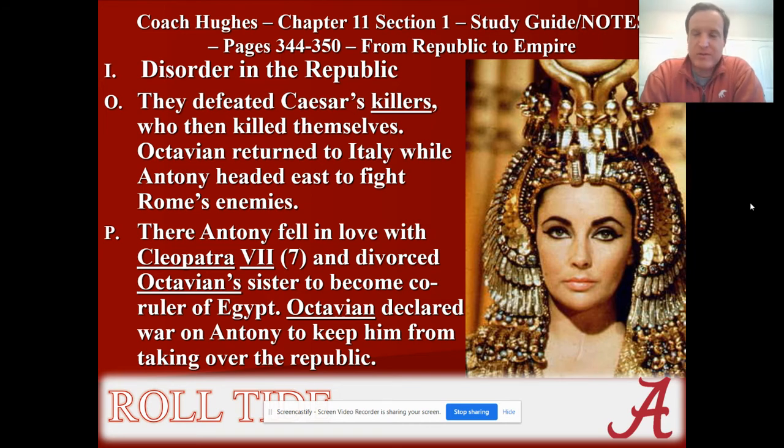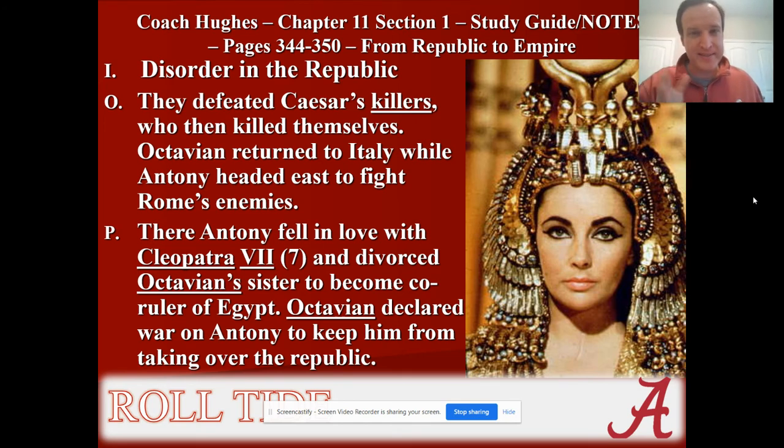Now, over the years, you've heard of just one Cleopatra. There were actually several Cleopatras in Egypt. This happens to be Cleopatra number 7. Okay. So while he's there, he falls in love, has an affair with Cleopatra, and he ends up divorcing Octavian's sister to become co-ruler of Egypt with Cleopatra.